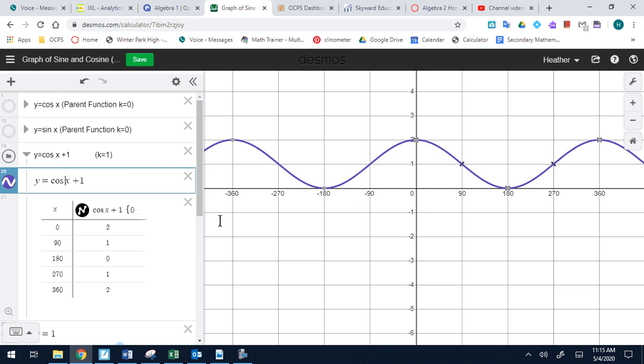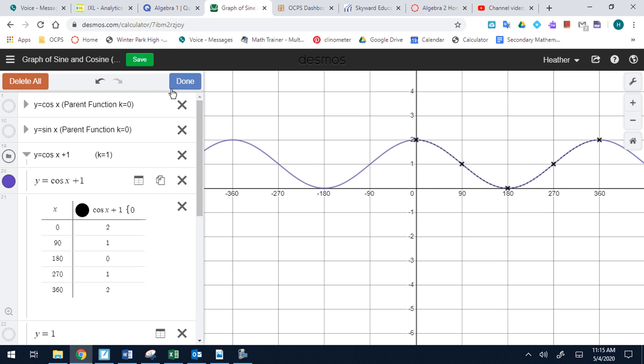So looking at one period here, going from 0 to 360. I'm not sure why it's not showing up better than that. Going from 0 to 360. Yeah, it should be showing up better than that, but that's okay. There it is. We are showing one complete period.